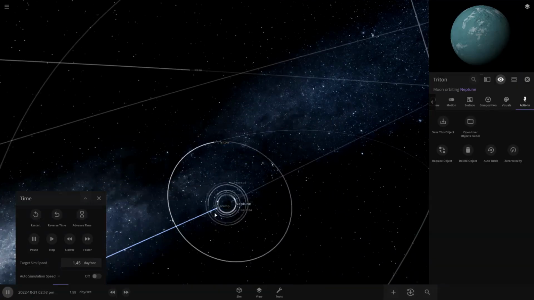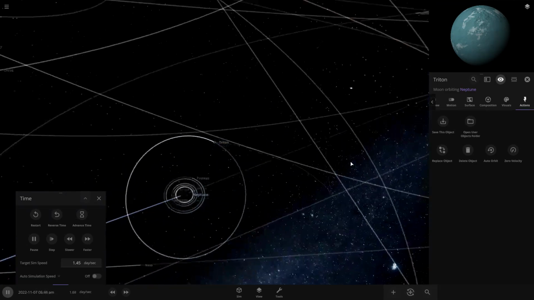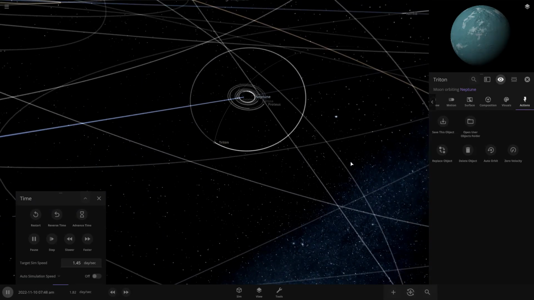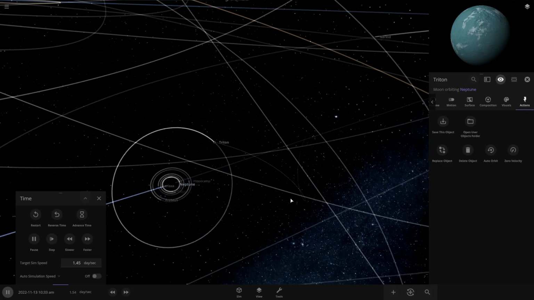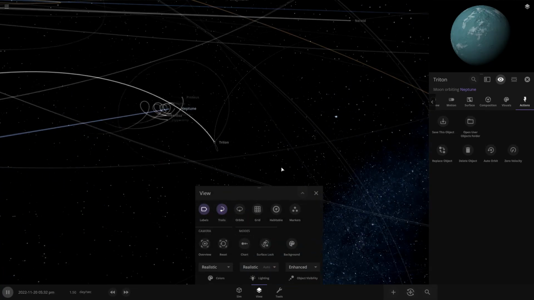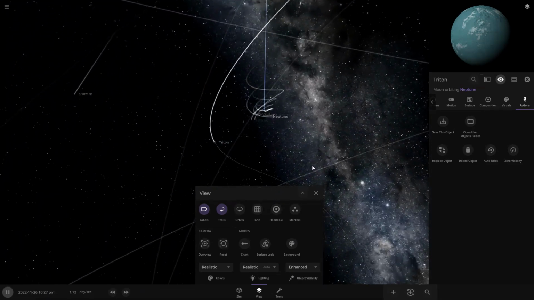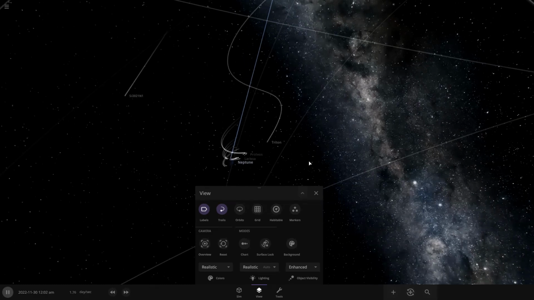As you can see, everybody else is going this way, and Triton's going the other way. So Triton's in a retrograde orbit because Triton was a captured dwarf planet that became Neptune's moon. So yeah, it looks really neat when you just see it relative to the background solar system. It's like it's doing this weird backhanded spiral compared to everything else.